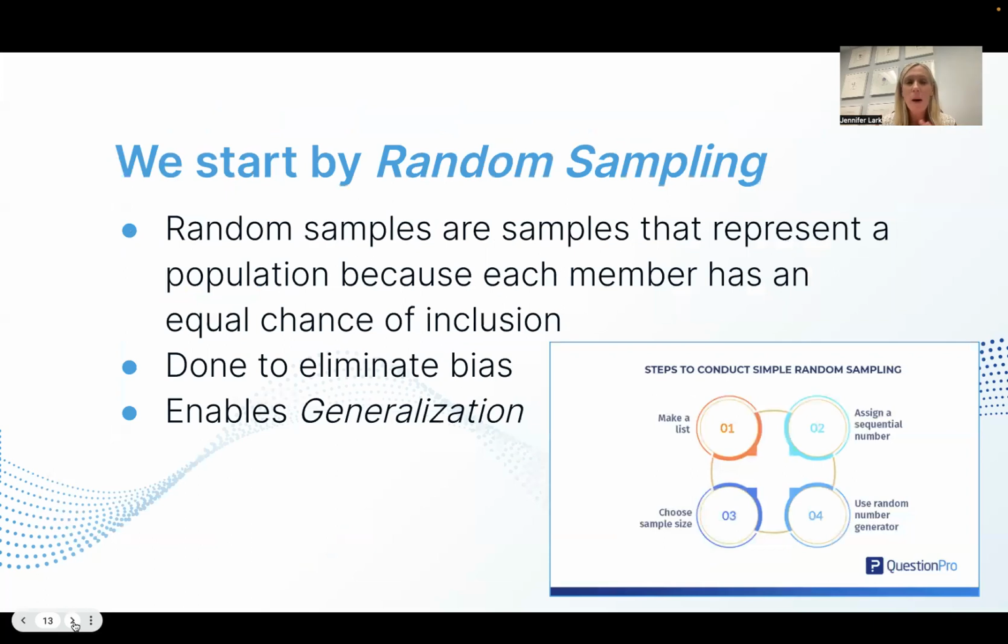Okay, so we have a population. Now we want to draw our subset from the larger population, and we're going to do that randomly. Random sample is a hugely important term, and when you sample randomly, it basically just means that you're choosing members to be in your study from the larger population in such a way that every member has an equal chance of being selected.